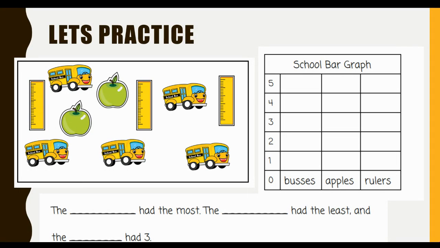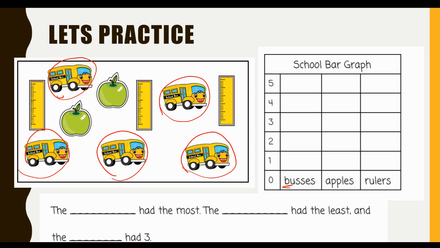So this time we have things from school. We have buses, apples, and rulers. So the first one, well, there's no picture, so what are we going to do? We're going to use our great detective skills and figure it out. I'm going to look at the picture. Oh, it must be buses because buses start with B. So let's circle all the buses. Okay. 1, 2, 3, 4, 5. Put that information on the graph. 1, 2, 3, 4, 5. There are 5 buses.